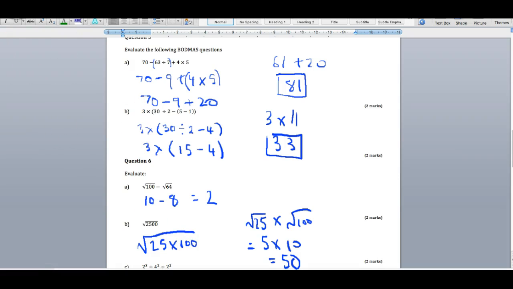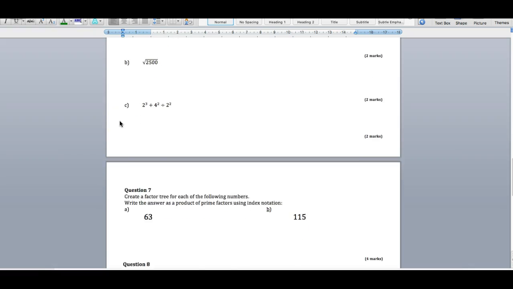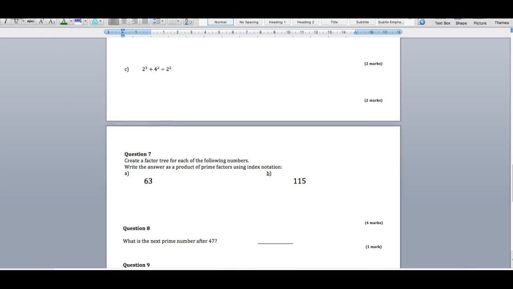Okay, let's move on to C, which we can't really see very well. So 2 cubed is 2 times 2 times 2. Then 4 squared is just 4 times 4. And then 2 squared is 2 times 2. Okay, so we've got a bracket here, but we can do these multiplications first. We don't have to do this division part. As a matter of fact, we should really treat these ones as separate numbers anyway, because they're the power.